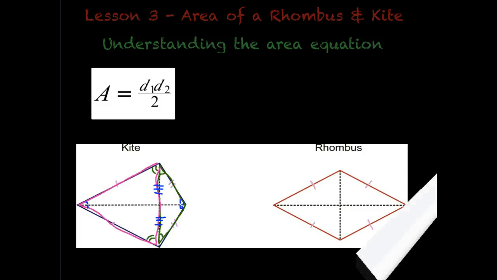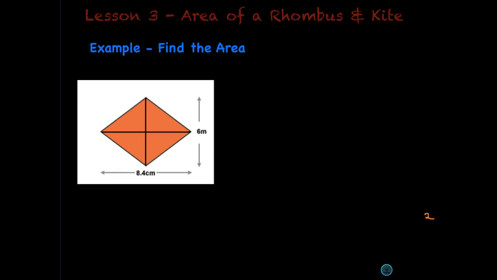Let's do an example. In the first problem, we are given the two diagonals. This one is 6, this one is 8.4. In order to calculate the area, remember that we have to multiply both diagonals together. So we would have 6 times 8.4, and then we would divide by 2.